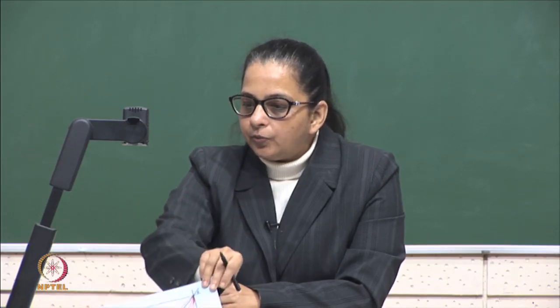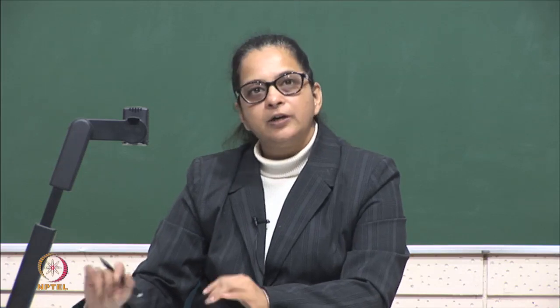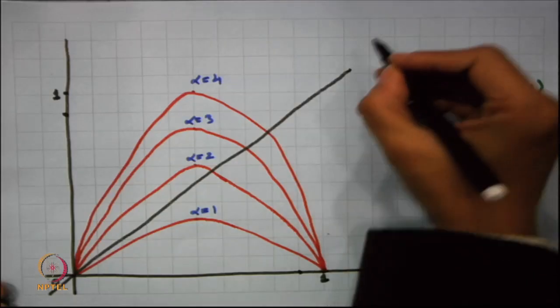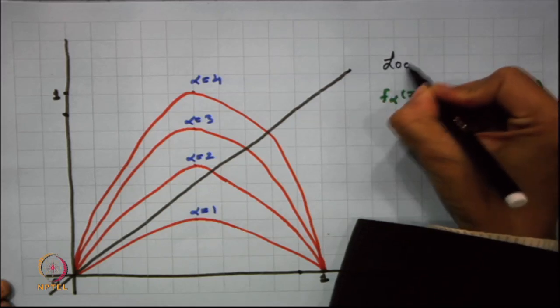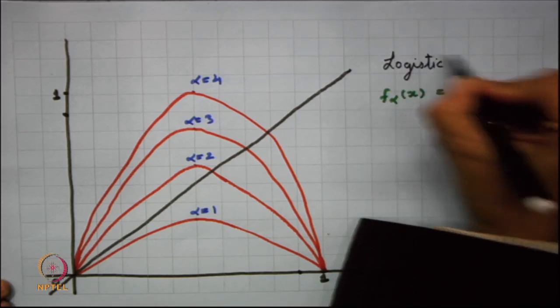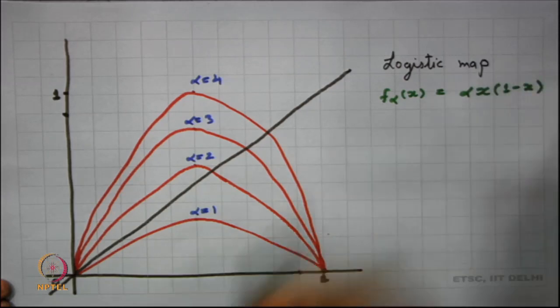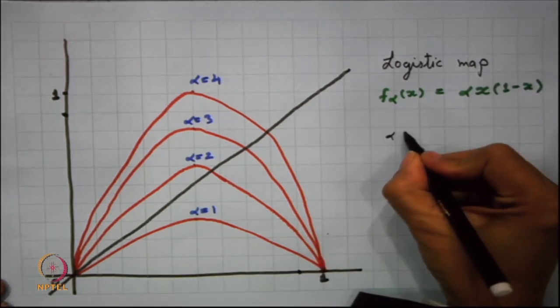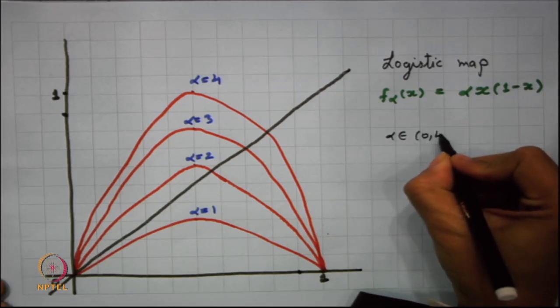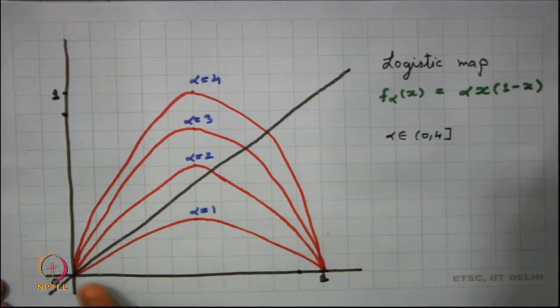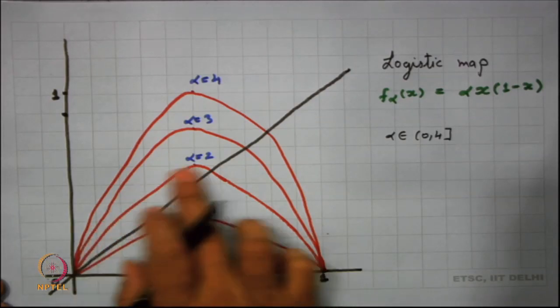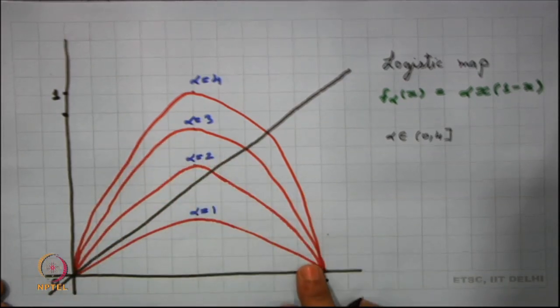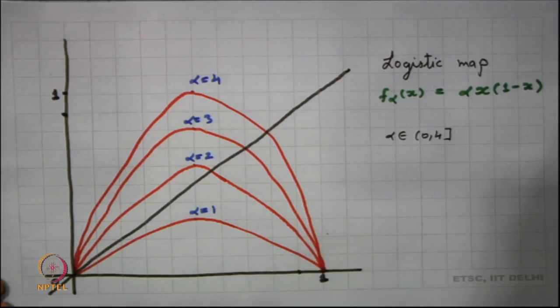So, what are we essentially studying here? Maybe this is the graph that we have of the logistic map, and we want to study this for various alpha, for alpha belonging to 0 to 4. When alpha equals 1 we have this curve, when alpha equals 2 we have this curve, alpha equals 3 we have this curve, alpha equals 4 we have this curve.